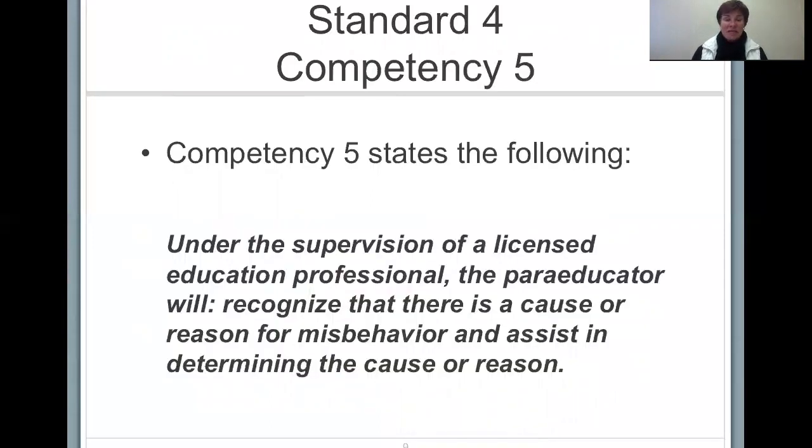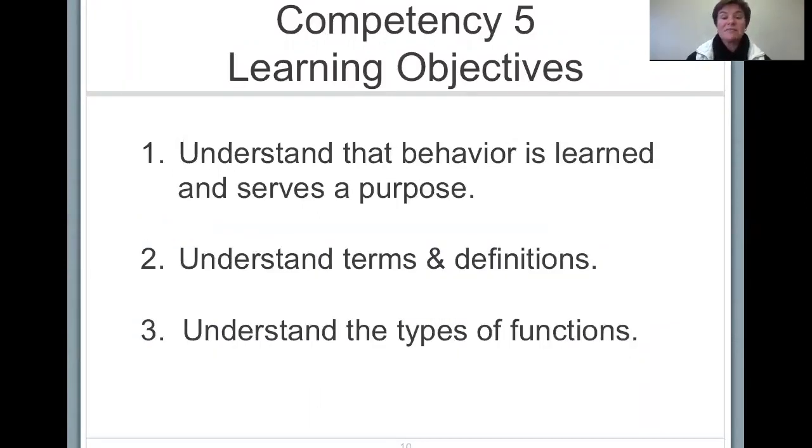Competency 5 of Standard 4 states the following. Under the supervision of a licensed educational professional, the paraeducator will recognize that there is a cause or reason for misbehavior and assist in determining the cause or reason. Competency 5 has 6 learning objectives.